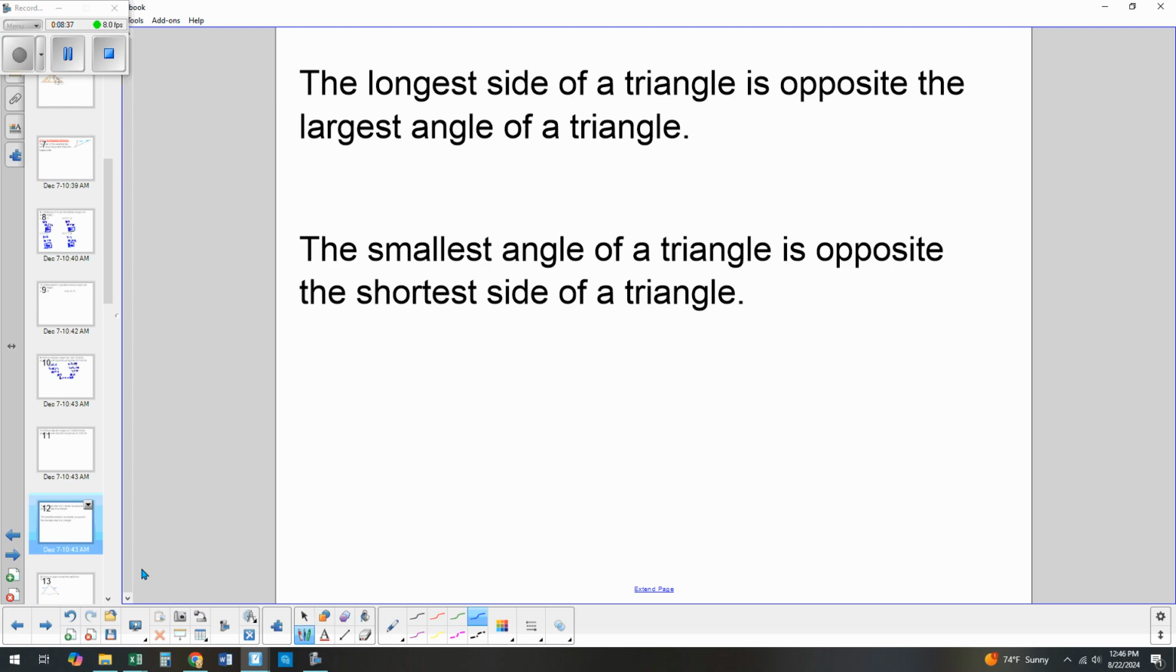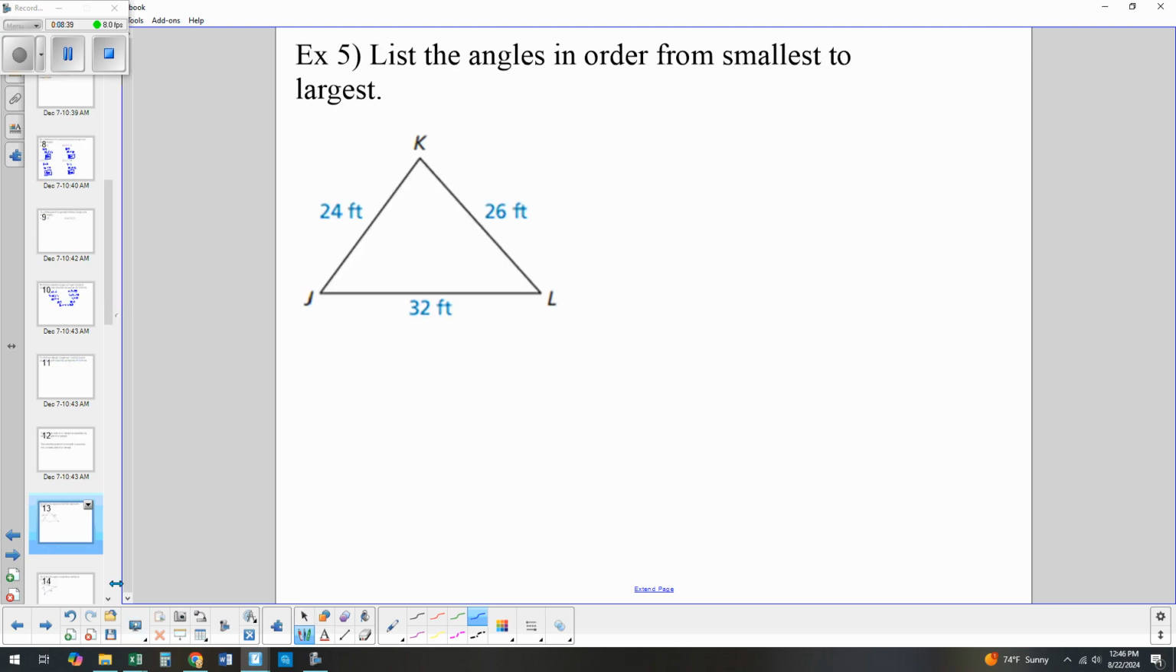So we are given the side lengths of this triangle, and we want to list the angles in order from smallest to largest. When I'm doing something like this, it helps me to just name the sides first from smallest to biggest. So my smallest side here was JK. Then my next smallest side was KL. And my biggest side was JL.